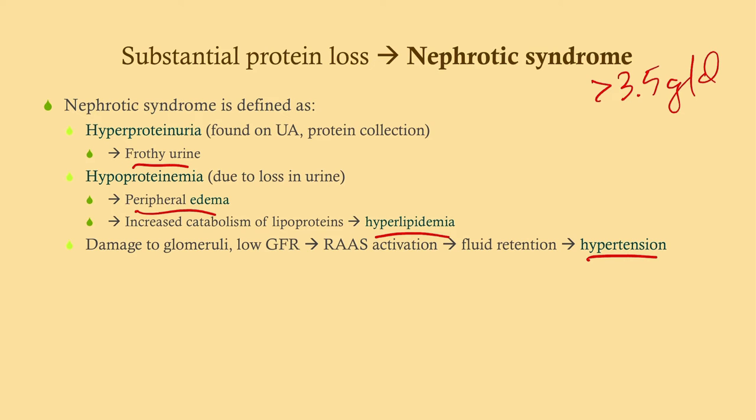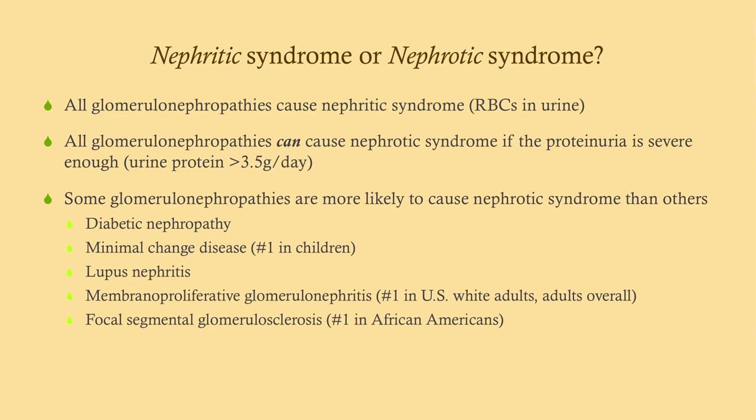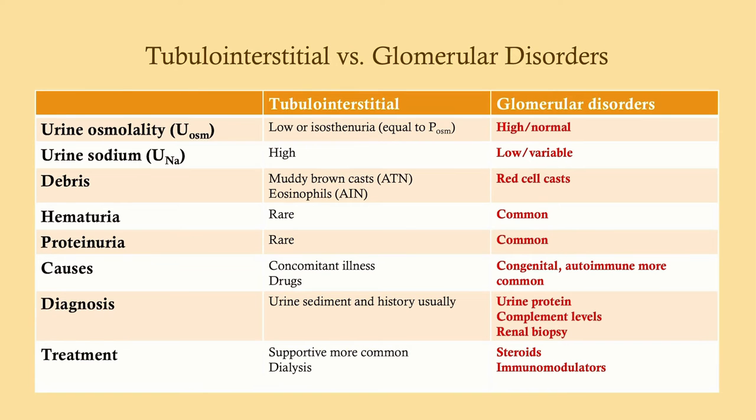Okay, so these things really point to a nephrotic syndrome, but the only way is a 24-hour urine protein collection. That's the only way we're going to know for sure, because nephrotic syndrome is defined based on the amount of protein you're losing per day. Okay, and this kind of just goes over what I talked about. There are some of these glomerular nephropathies that are more likely to cause nephrotic syndrome than others, and we'll get to those.